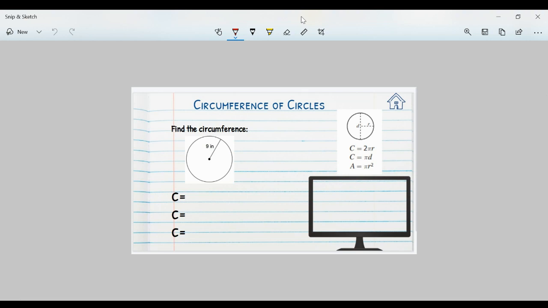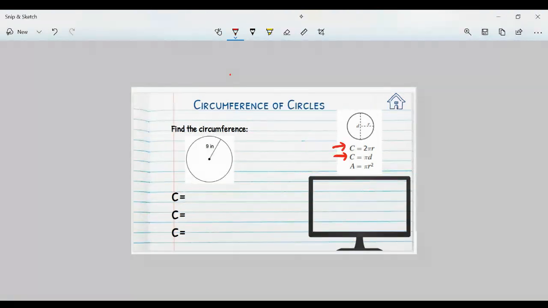All right, ladies and gentlemen, in this video, I'm going to show you how to find the circumference of circles. So when you're finding the circumference, it's like finding the perimeter of a circle. Now, there are two circumference formulas that you need to be aware of. But before I get into that, let's talk about the different parts of a circle that will help you when finding the circumference.